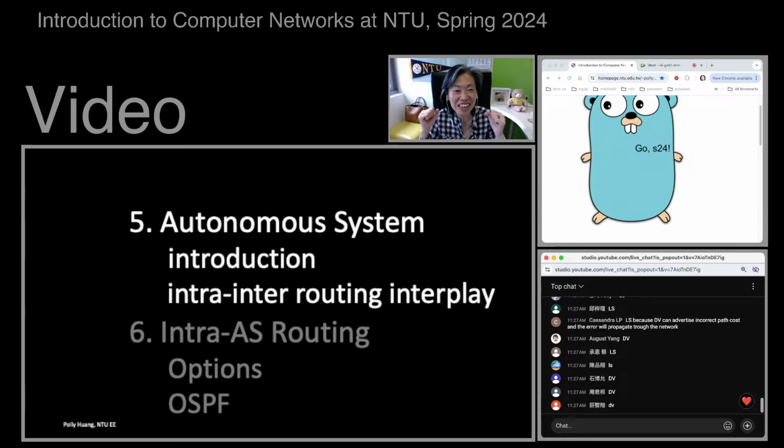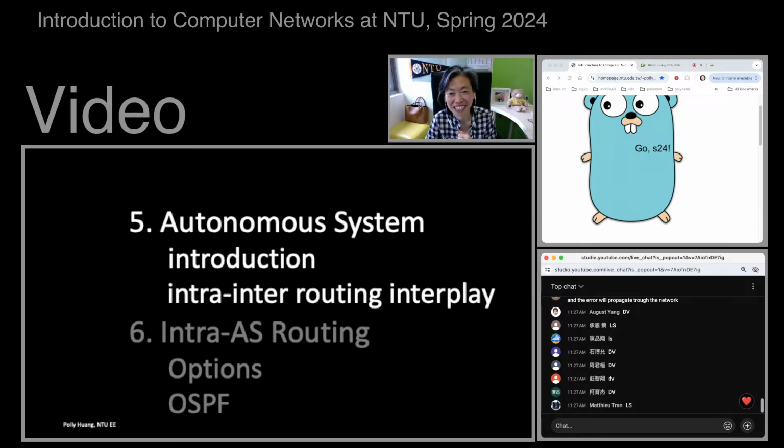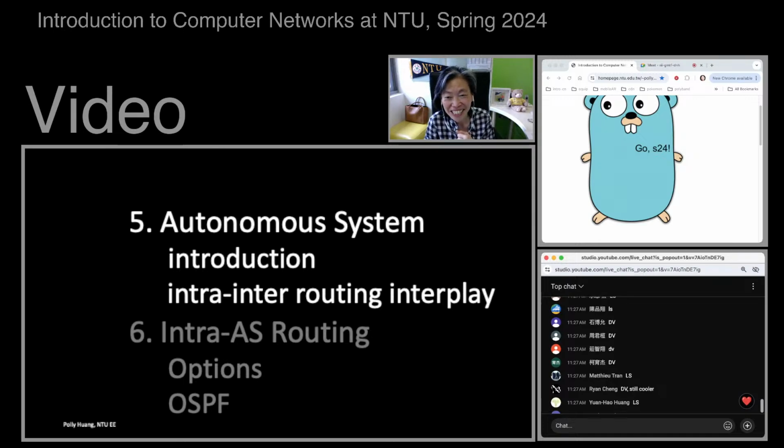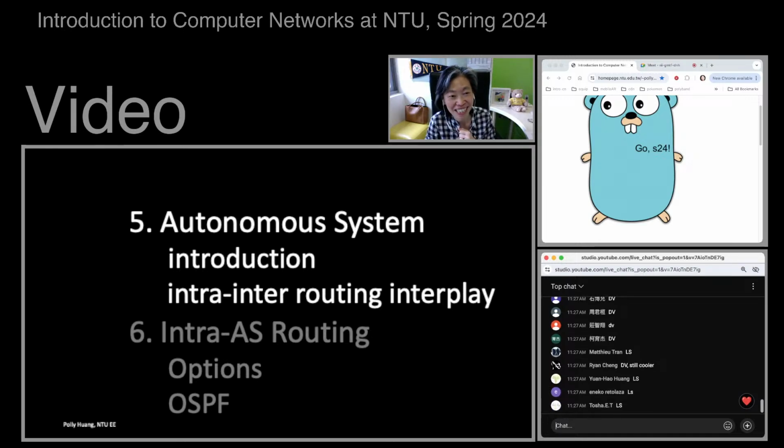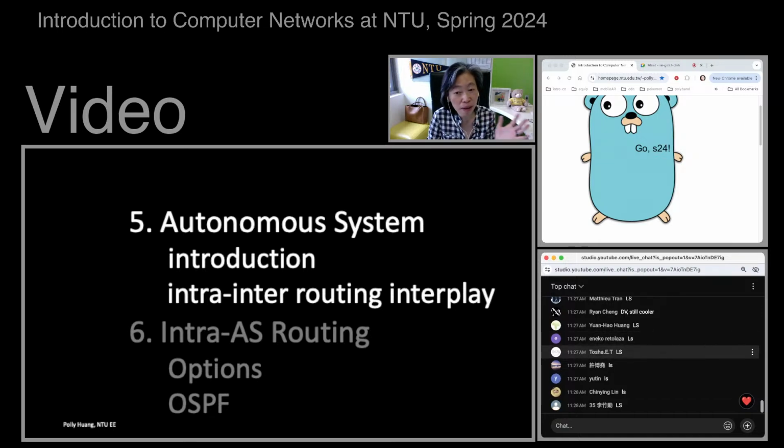Okay, August, standing by your choice. Okay. Still cooler. Yes, Ryan, I agree. Hey, some of us like movies that are horror, suspense, right? But some of us like comedies, romantic. So, of course, we can all have our own preference.